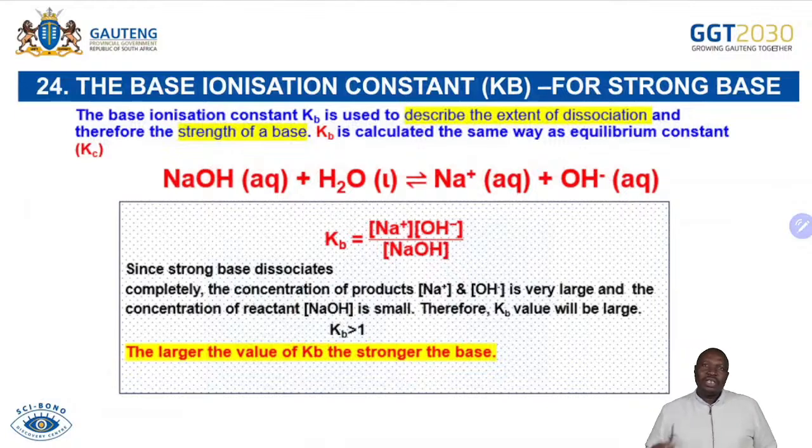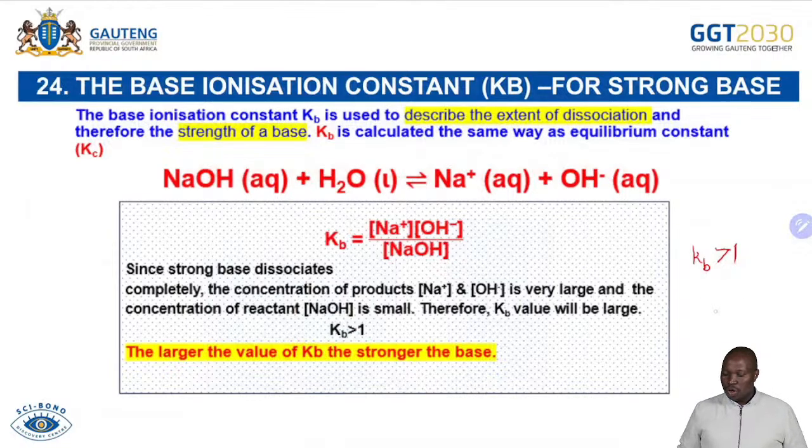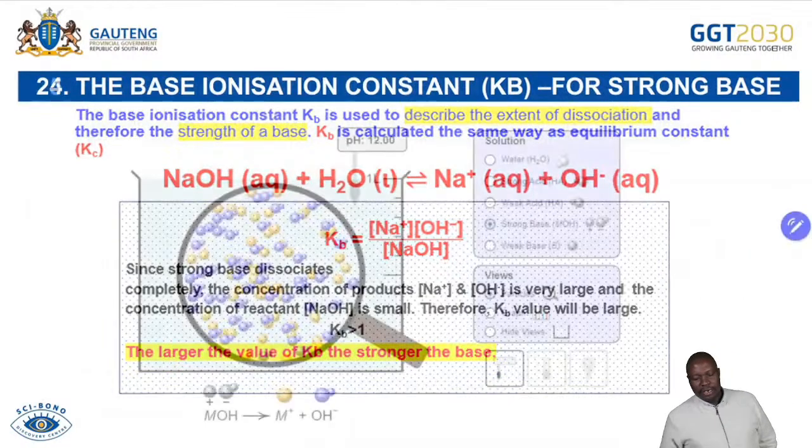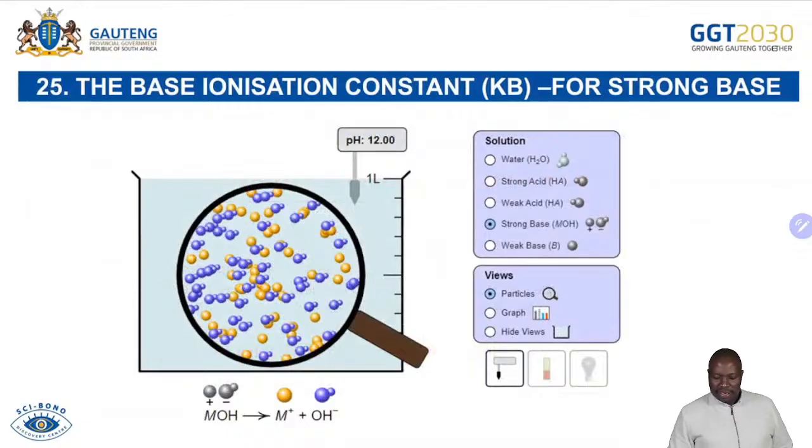When it comes to the Kb value, the same principle applies. For a strong base, we won't call it Ka because we're talking about the ionization constant of a base. When it's greater than 1, we are saying it's a strong base, and you can see that it ionizes completely. We have no base that remains there. We have the M plus and the OH minus. So you can see that it dissociates completely. Then our ionization constant of a base, Kb value, is greater than 1, and this is for the strong base.